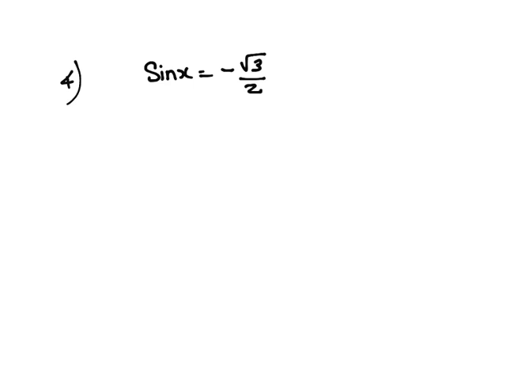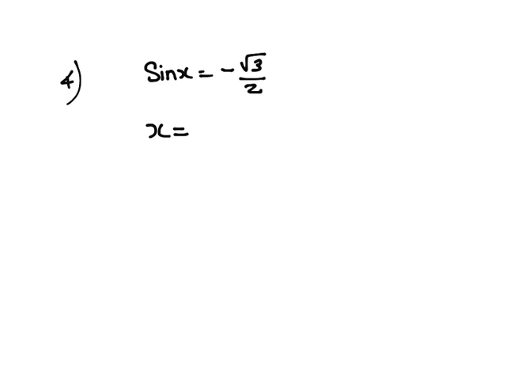As you can see here, the value of sin x is negative, which means that x has to be an angle in the third and fourth quadrant, isn't it? Because sin is negative in the third and fourth quadrant. So x has to be an angle between 180 and 270, the third quadrant, and 270 and 360, the fourth quadrant. Okay, how do we find these two solutions? Very simple.